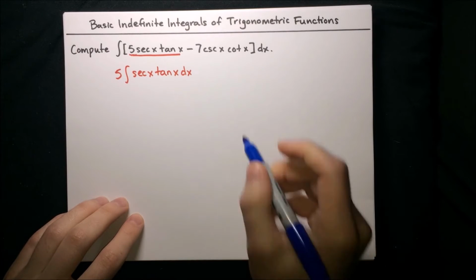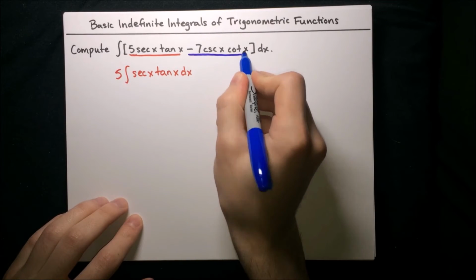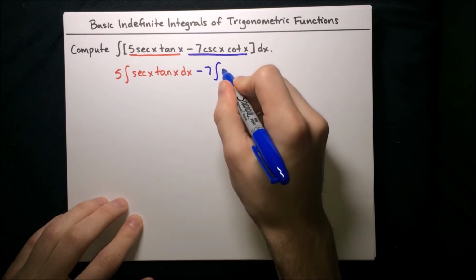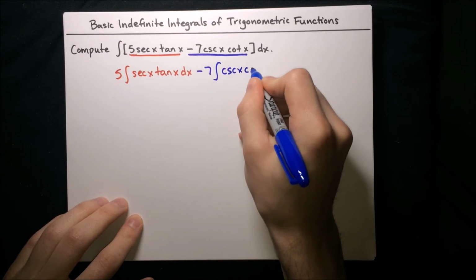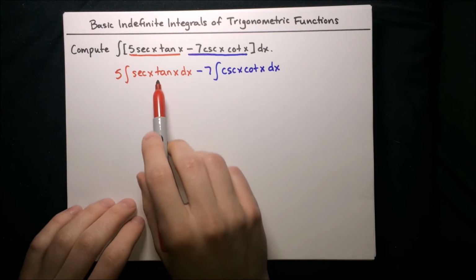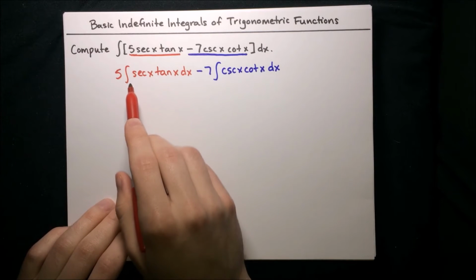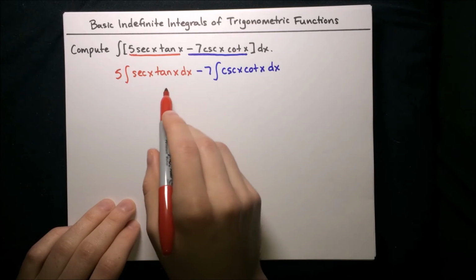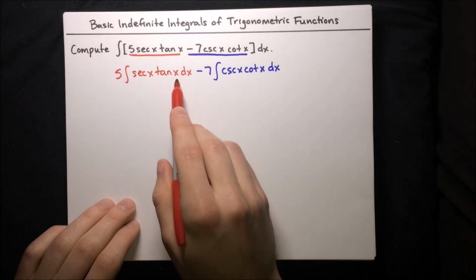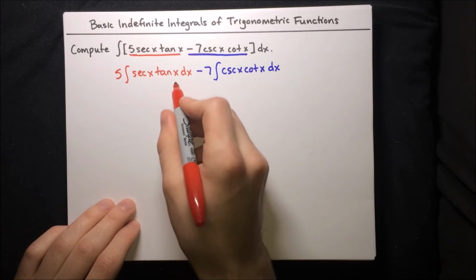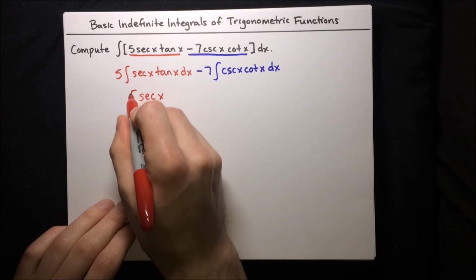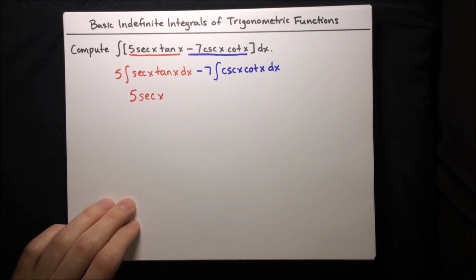And then the next term is minus 7 cosecant cotangent. Again, we'll pull out the coefficient in front, so minus 7 times the integral of cosecant x cotangent x dx. So now it just remains to actually compute these integrals. So let's start off with this secant x tangent x. The integral of secant x tangent x, well, what gives you a derivative of secant x tangent x? That's just secant. So the integral of secant x tangent x is just secant x, and keep our coefficient in front, 5 secant x.